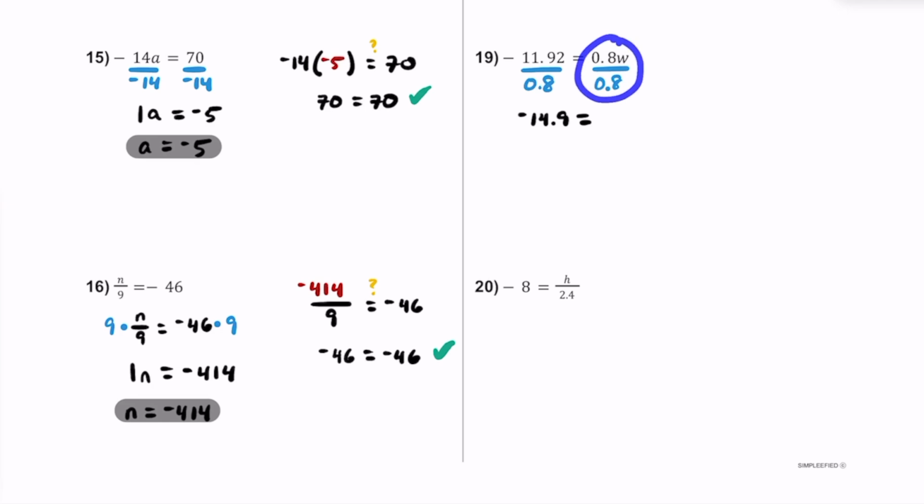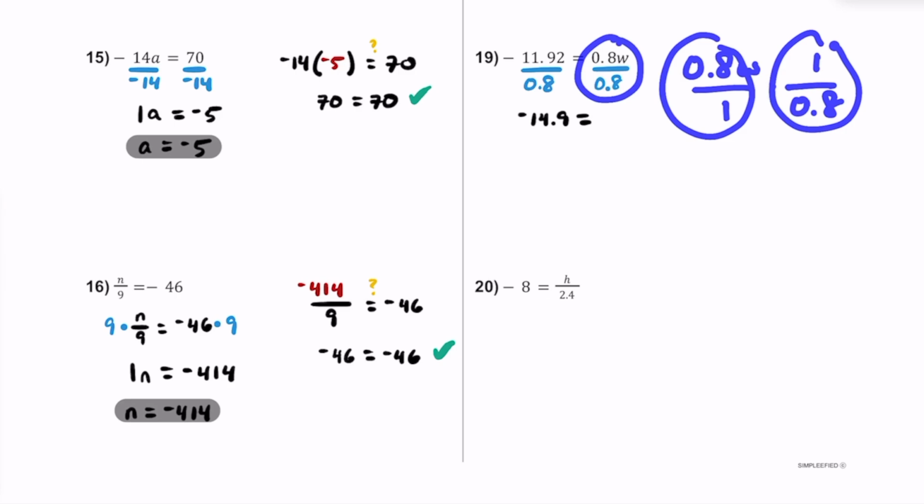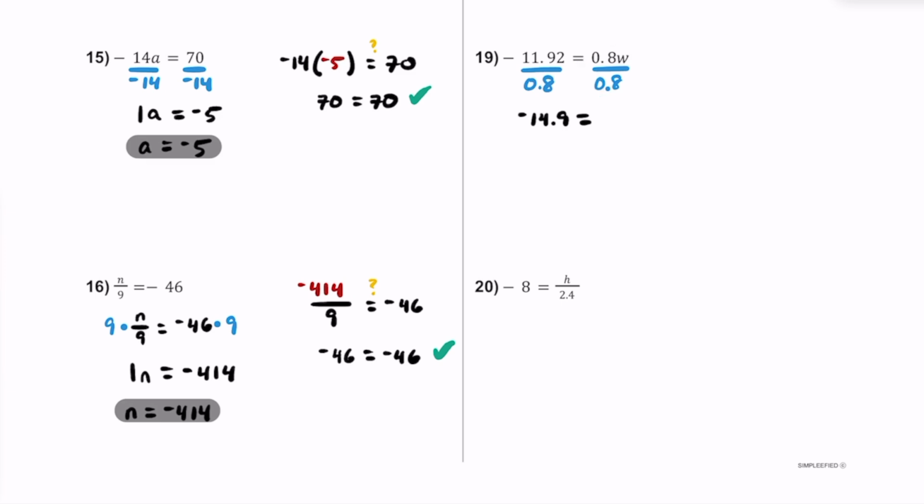And then kind of showing this really clearly on the side, 0.8W is 0.8W over 1. And then when you divide by 0.8, it's really multiplying by 1 over 0.8. So hopefully you can see these reciprocals. So this is using the multiplicative inverse property when you say that these multiplied together gets you 1. And so you say that would be 1W. Now, using the identity property of multiplication, you can drop that 1 in front of the W and say negative 14.9 equals W. And then you can use that reflexive property and just turn this around. But again, as long as we know that W is equal to negative 14.9, we are good to go.